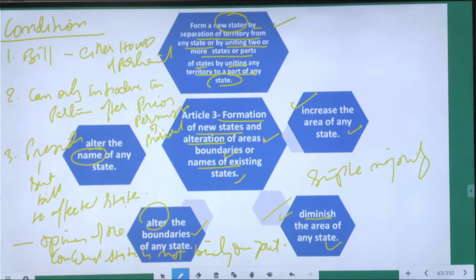Are you getting my point? Yes or no? Parliament is not going to listen to all these things, and they cannot move to the court also because the parliament has the power. This is given just to control the states. This is one of the examples again of how we have a strong center.